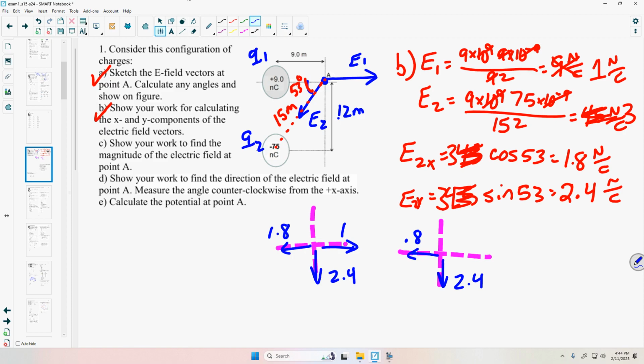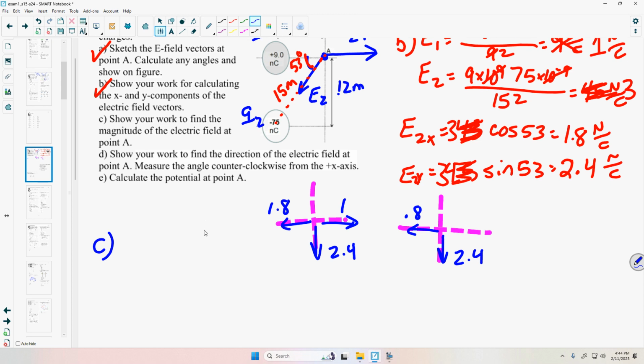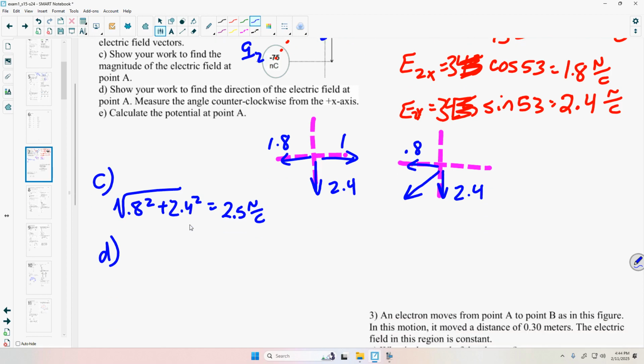Then for part C, I find the magnitude of the electric field. That final vector is going to be in this direction, and the magnitude is going to be the square root of 0.8 squared plus 2.4 squared. You might know what that is right off. 2 point what? 2.5 newtons per coulomb.